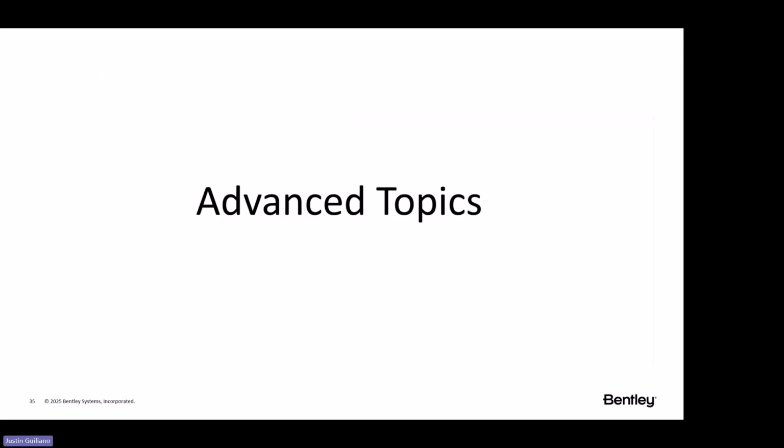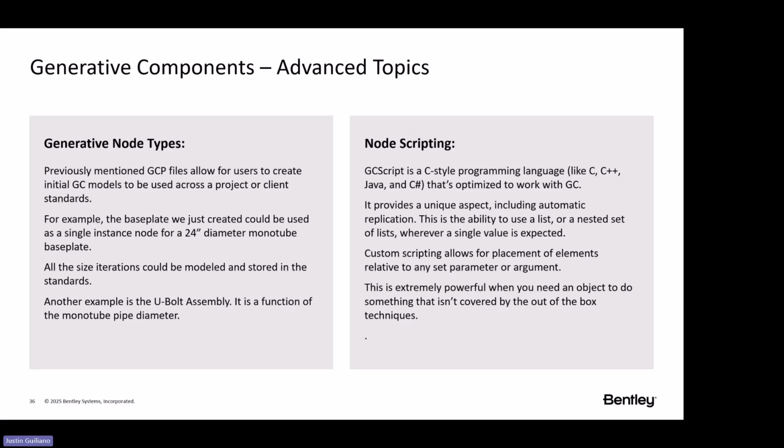All right, some of the more advanced topics we'll jump into now. We've got 2 big ones we'll highlight, the generative node types and then node scripting. GCP files are the extension that these get saved as. They're the generative node type. Basically, what this allows you to do is take a very repetitive or common element that you would be building and save that as a custom node within your environment.